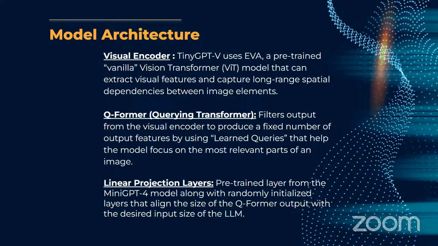Next, we have the linear projection layers, and one of them is pre-trained from the MiniGPT-4 model. The other ones are randomly initialized layers. A linear projection layer is the standard, fully connected layer that you'll find in any artificial neural network. And the main purpose of these layers is to align the size, the dimensionality, of the output of the Q-Former with the desired input size of the LLM's embedding layer, so that these weights can be merged.